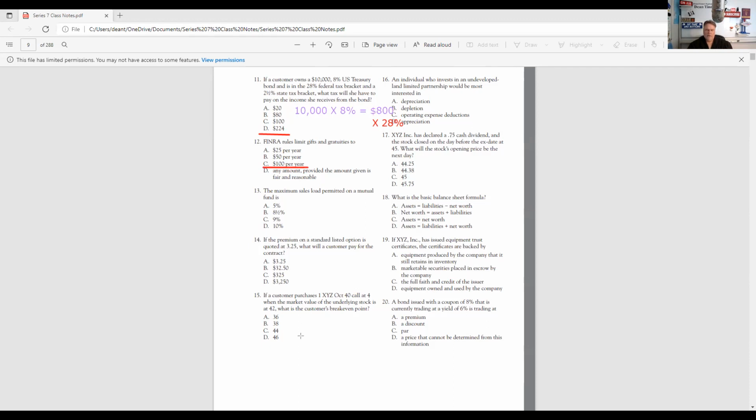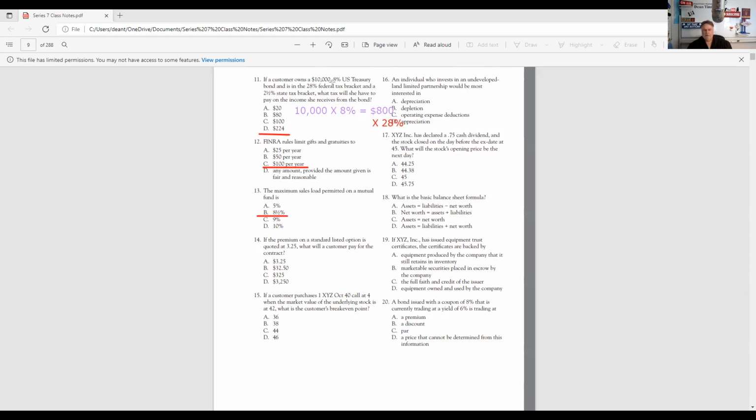You should definitely know that the maximum gift or gratuity that an employee of one member firm can give the employee of another member firm is $100. You should definitely know that doesn't count normal deductible business expenses, doesn't count reminder advertising. You should definitely know the maximum sales load on a mutual fund is 8.5%.